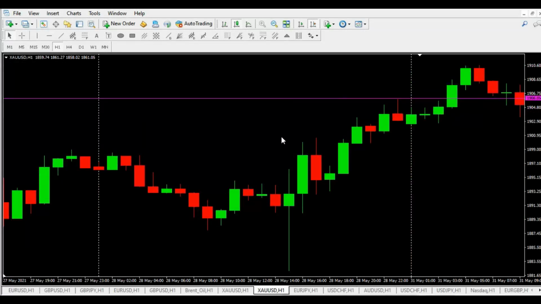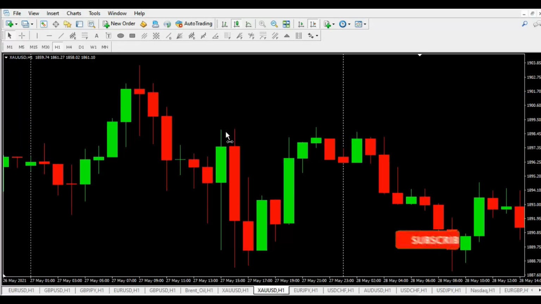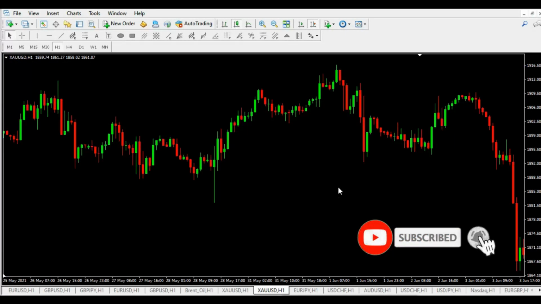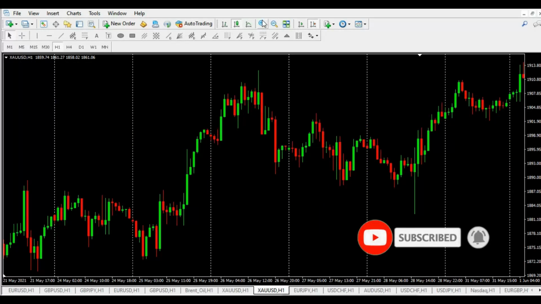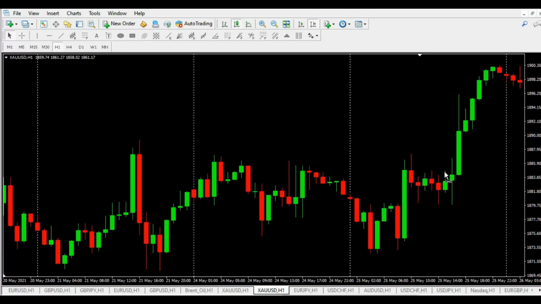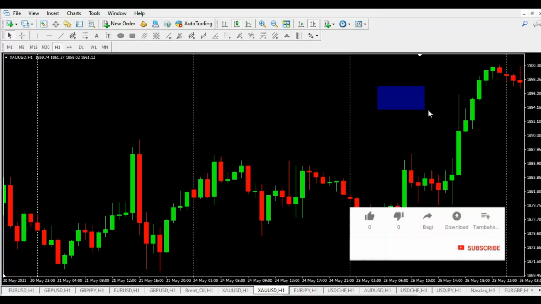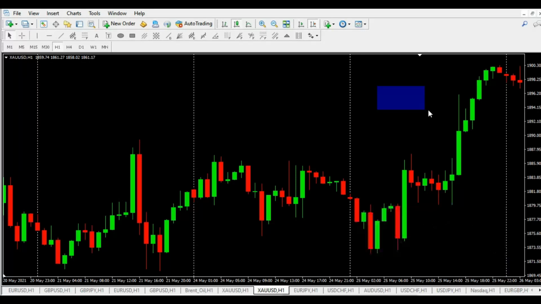Okay, the other case. I just find a random one. Okay, look at this trend. Look at this candlestick. If we see many candlesticks in one trend, be careful about taking our entry in the opposite direction. It's very dangerous.